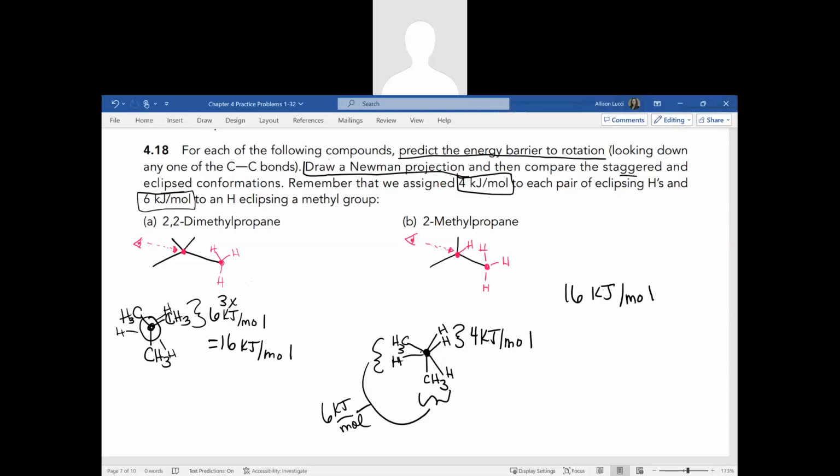And we are asked to compare the staggered to the eclipsed conformations. So the staggered would be that much. Oh, I'm sorry, this should be 18 kilojoules per mole. Apologize about that. This structure, in the staggered conformation, would be 18 kilojoules per mole less, whereas this one, the staggered, would be 16 kilojoules per mole less potential energy.